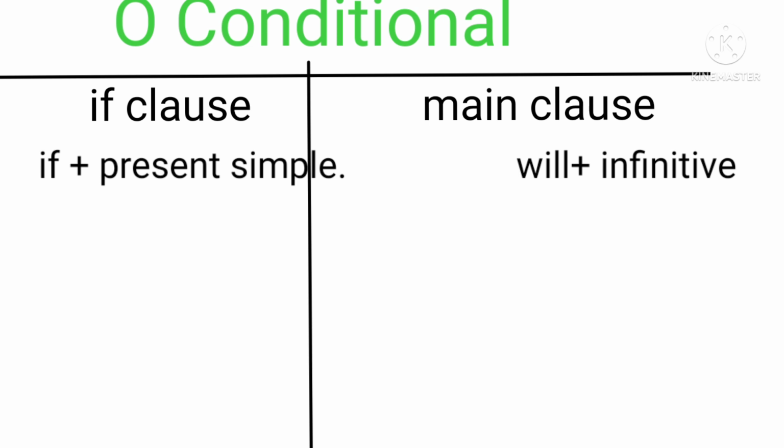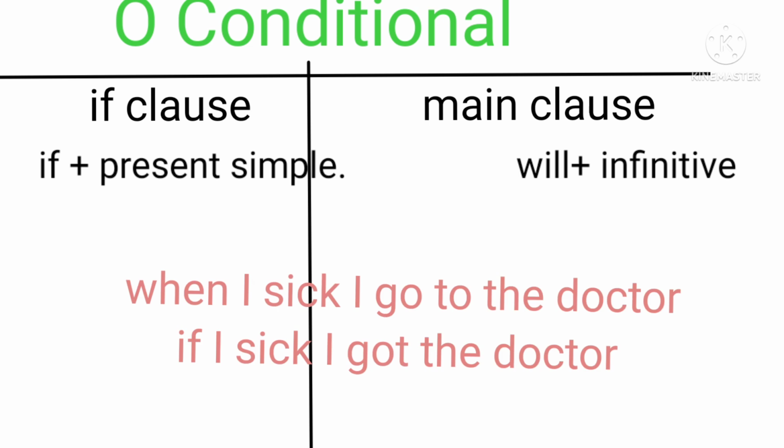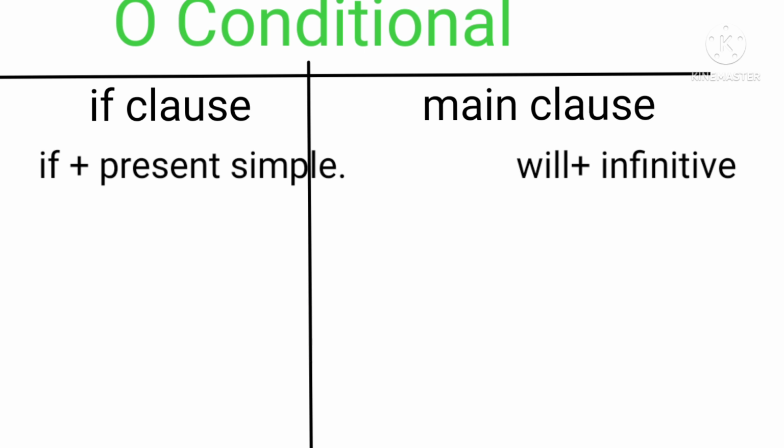You can replace if with when. For example, when I am sick, I go to the doctor. If I am sick, I go to the doctor. Sometimes we change, or you can usually replace if with when. Remember that when you use the word you in the zero conditional, we are often talking about people generally, not you in particular.